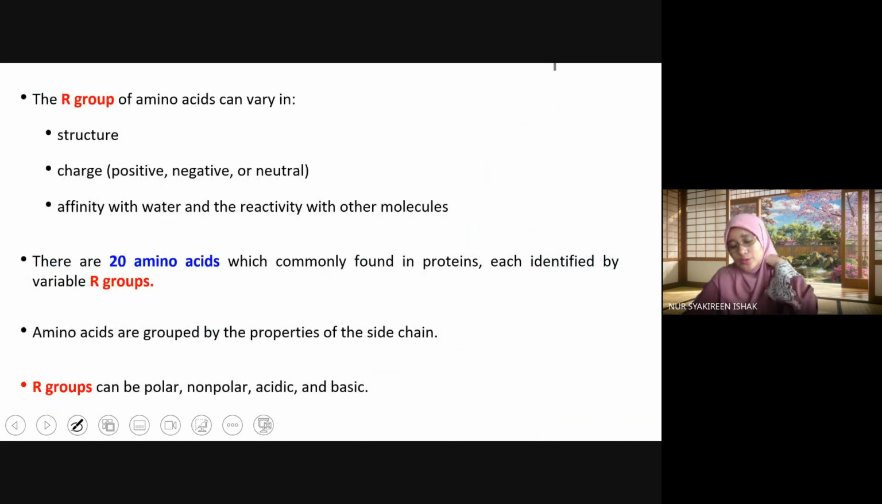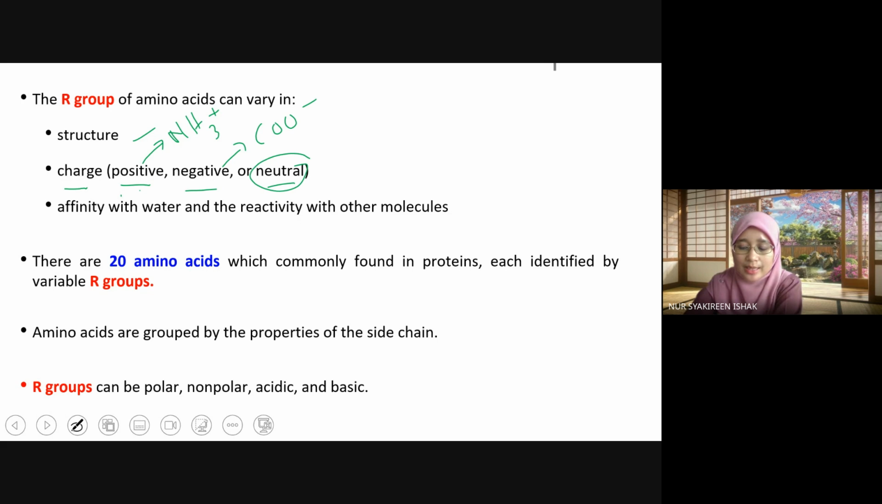Okay, so the R group of amino acid can vary in structure and in charge. So the side chain can have positive charge, negative charge, or neutral. If the side chain has, for example, amino group, it will be positively charged. If the side chain has carboxyl group, it will be negatively charged. If the side chain of the amino acid has hydrocarbons, such as only hydrogen atom, or it has methyl group, for example, this causes the amino acid to be neutral or non-polar.